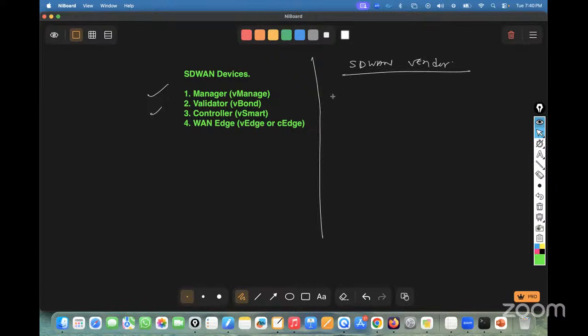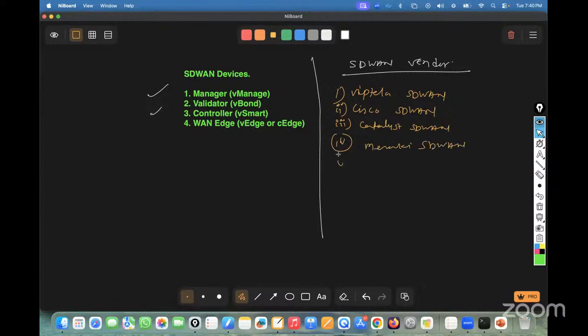In a similar way, in the market, we have multiple SD-WAN vendors. You are going to know Viptela SD-WAN, very confusing. You're going to know it as Cisco SD-WAN, as Catalyst SD-WAN. You're going to find Meraki SD-WAN, and Versa SD-WAN.